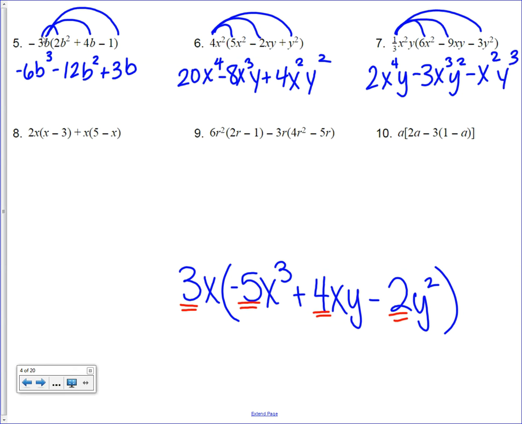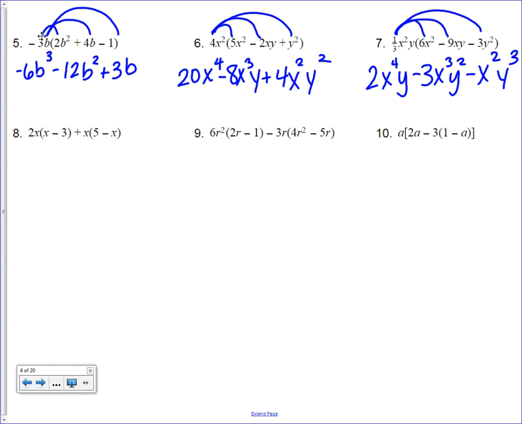Good. Mr. Stahl, take a look at the next problem. How many times are you going to have to distribute? 4 times. Does everybody see how I have to distribute twice in the front? Twice in the back? Okay, here we go, sir.